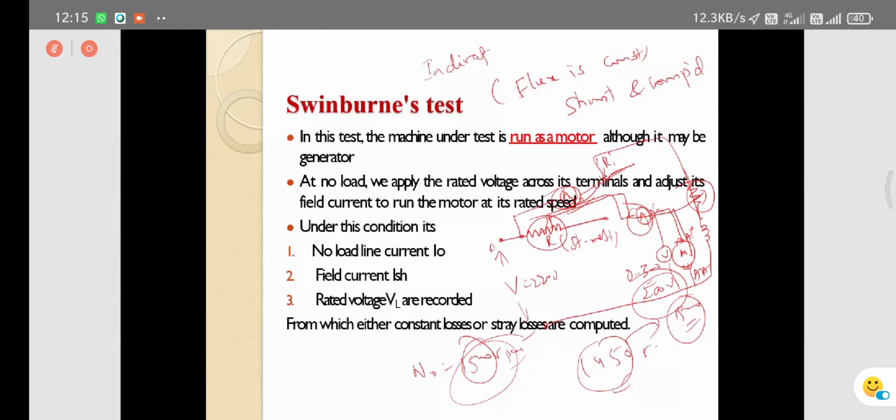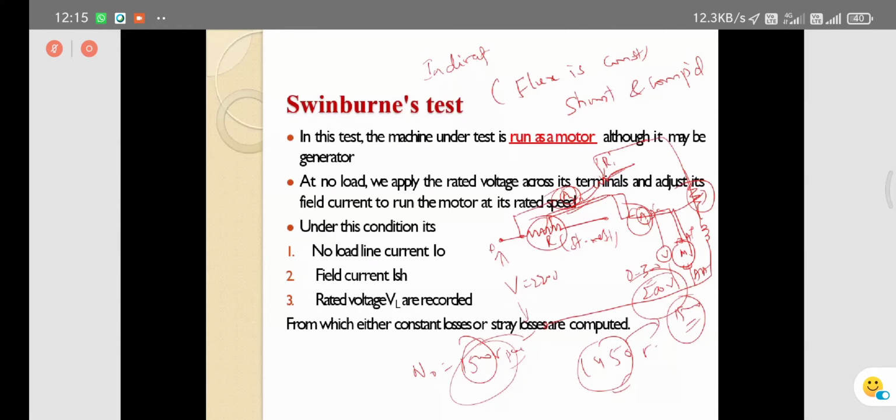When you get the 1500 RPM, there is no need to disturb the rheostat here. Keep the rheostat at that position only. Then after getting the 1500 RPM, you can check the voltmeter reading, and you get 220 volts.